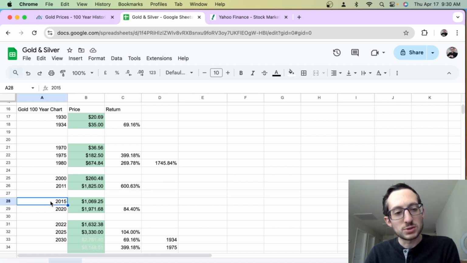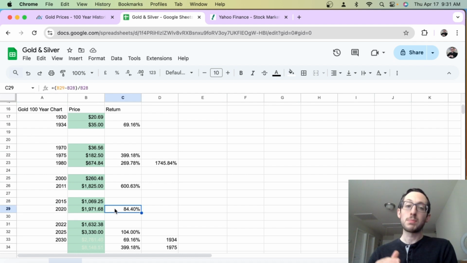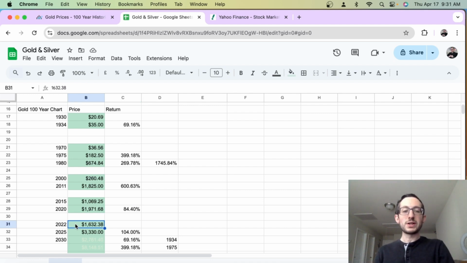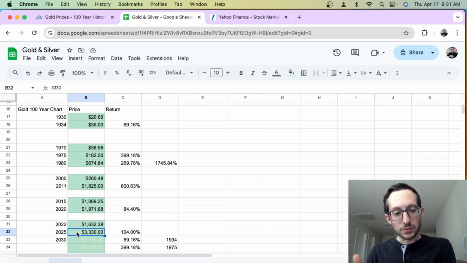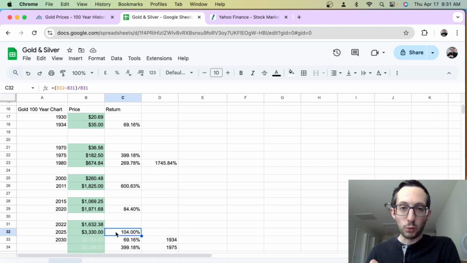Next bottom was around 2015, spike of 2020. That increase was 84%. And then so far right now, the bottom of 2022, are we going to take out the bottom again? Who knows, but we're just looking at historicals of just over 1,600. Right now, we just saw over $3,300 an ounce. So far from the bottom in 2022 it has already increased 104%. It already doubled.